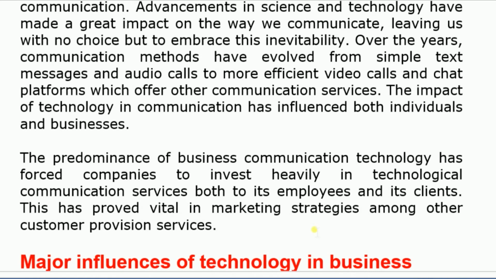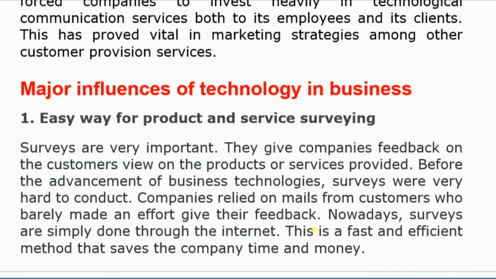The predominance of business communication technology has forced companies to invest heavily in technological communication services, both to its employees and its clients. This has proved vital in marketing strategies among other customer provision services. Major influences of technology in business.